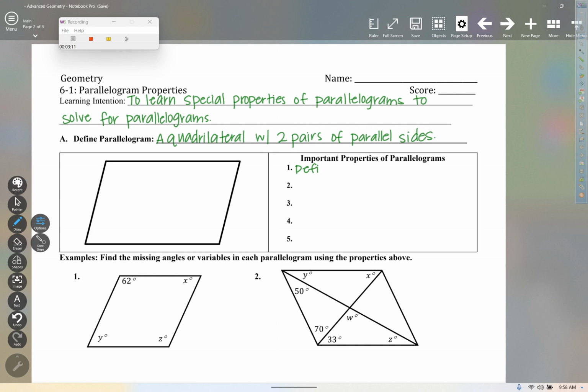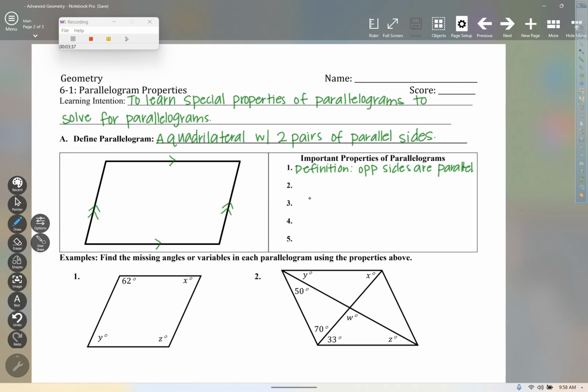That opposite sides are parallel. And if you remember how we mark that with arrows, the top is parallel to the bottom, so they only get 1, and then the left is parallel to the right, so they get 2 arrows.